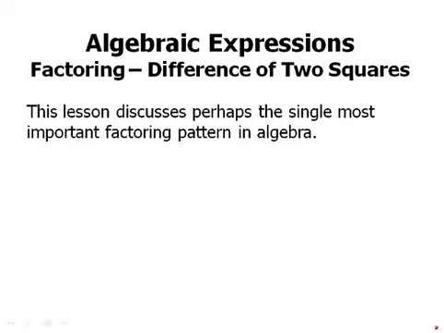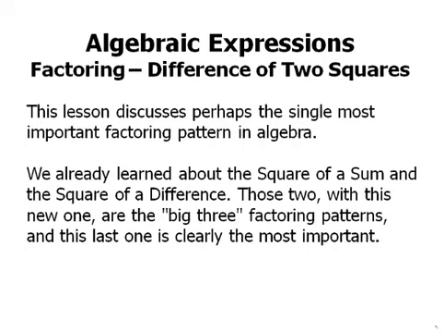This lesson discusses perhaps the single most important factoring pattern in all of algebra. We already learned about the square of a sum and the square of a difference. Those two, with this new one, are the big three factoring patterns, and this new one we're learning is clearly the most important. If you're not familiar with the square of a sum and square of a difference, we talked about those in the video on foiling. If you haven't seen that video, it may be helpful to watch it before watching this particular video.